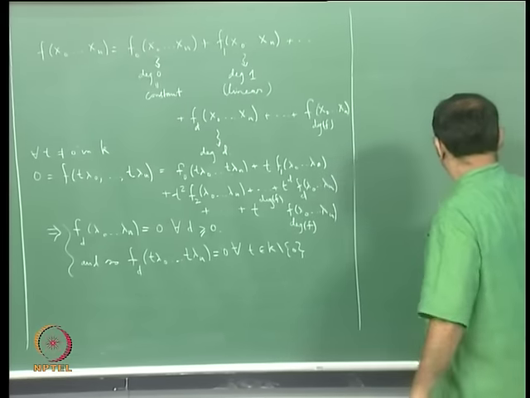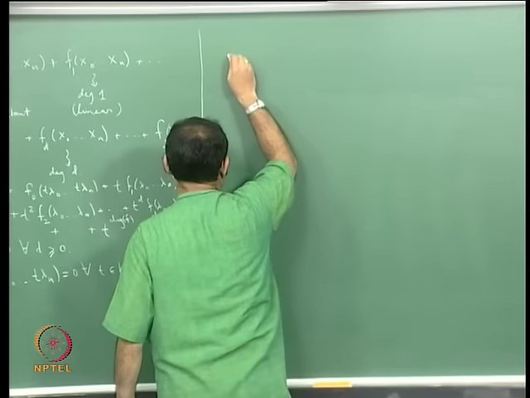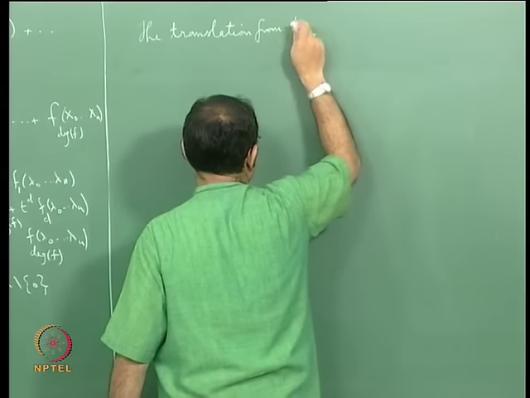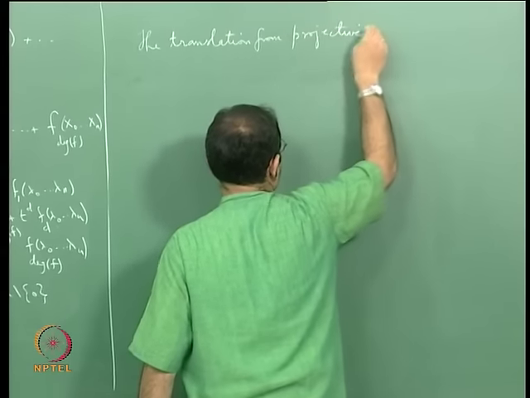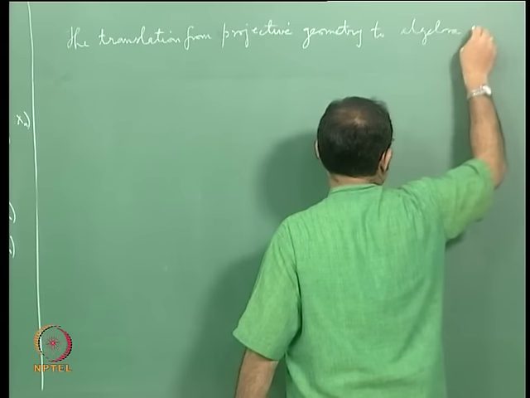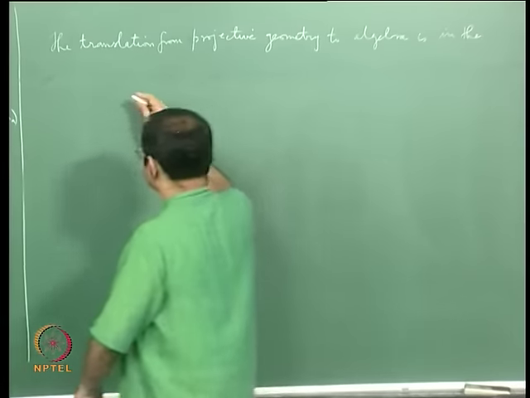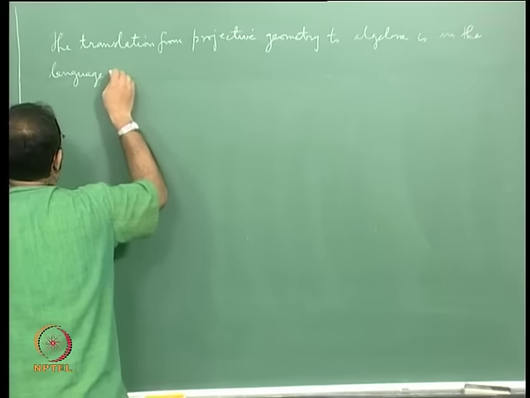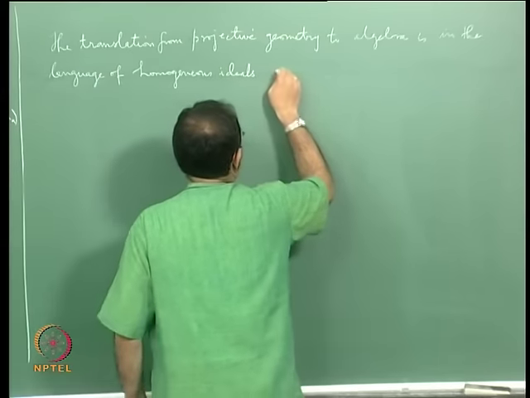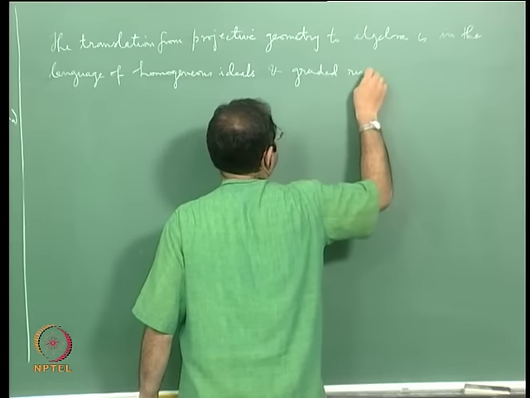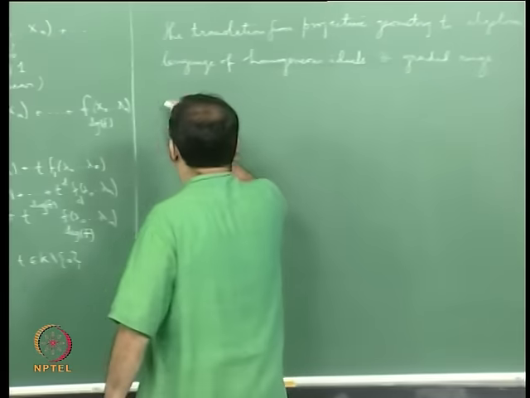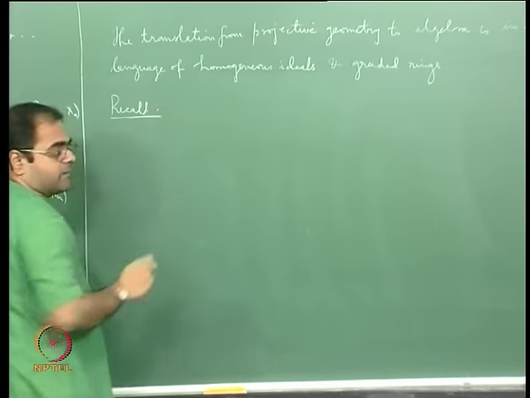So the first thing is the translation from projective geometry to commutative algebra is in the language of homogeneous ideals and graded rings. Okay, so this is a little bit of algebra that one needs to recall. All right, so recall the following things: the notion of a graded ring.